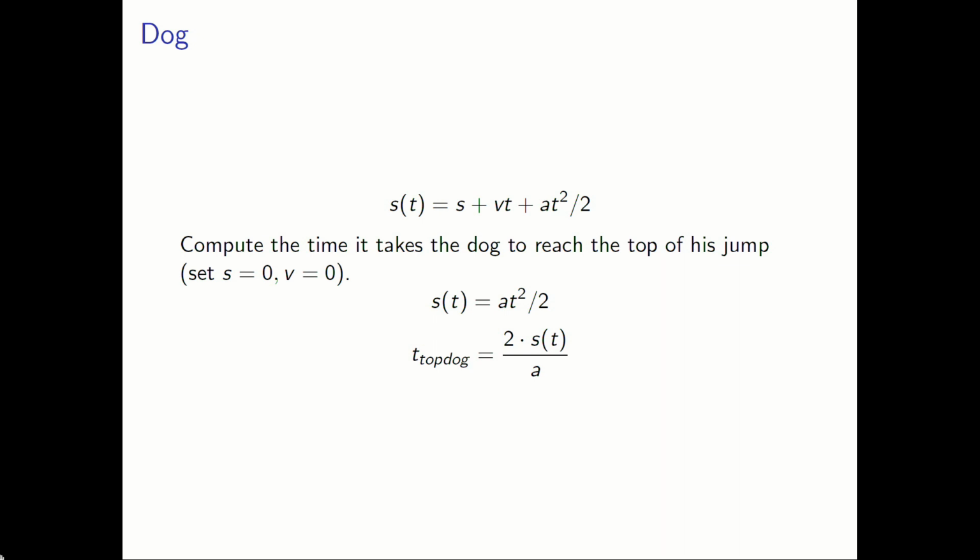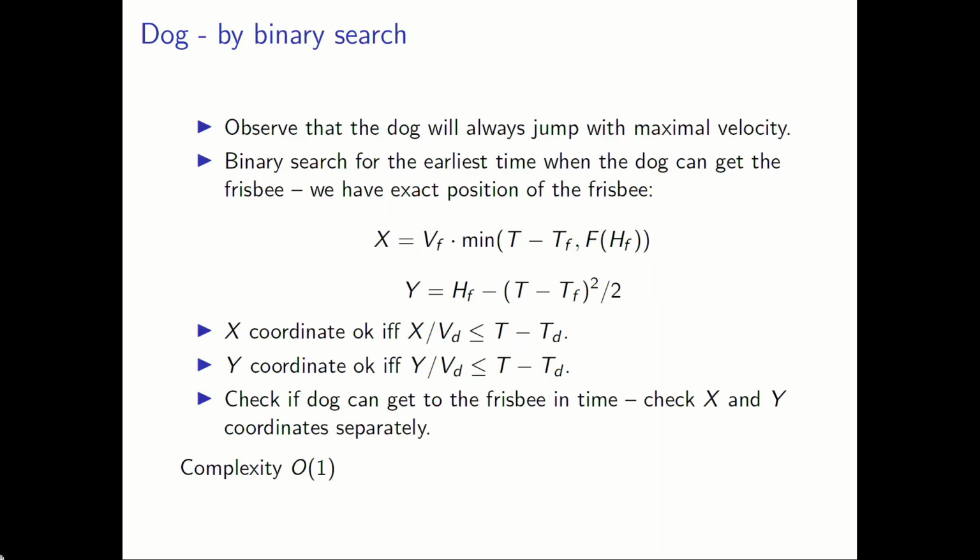Basically, you could solve it in several ways. These are just some of the formulas that you might use. There are more ways to figure it out. Probably the easiest solution is to use binary search and find out at which time the dog can catch the frisbee, and of course then bring it back.